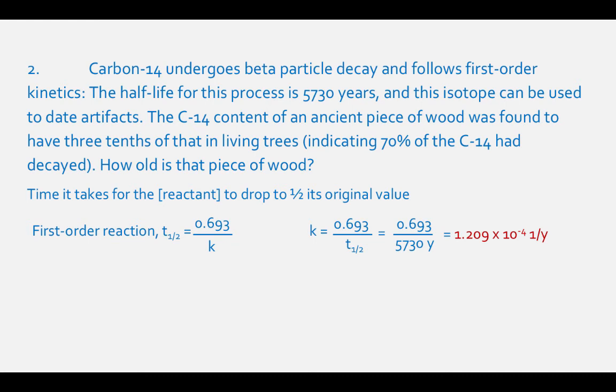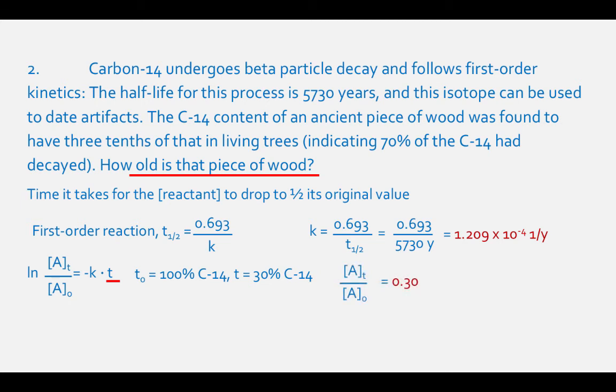Now we will need to use our integrated first-order rate law, which is the natural log of the concentration of A divided by the concentration of A at time 0 equals negative K times time. In this question, they are asking for the time, or the age, of the piece of wood. If we assume at time 0 we had 100% of the C14 content, at the time we are now, we only have 30% of the C14 content, because 70% has decayed. So our concentration of A divided by our concentration of A at time 0 is 0.30.